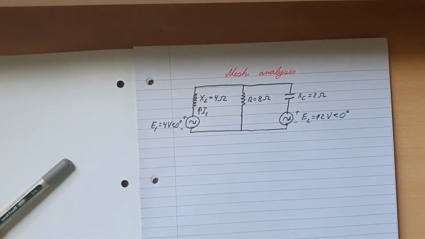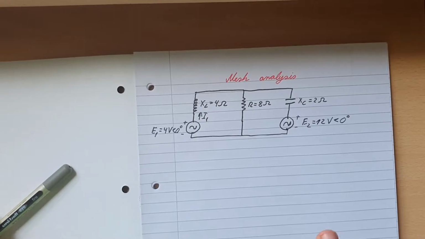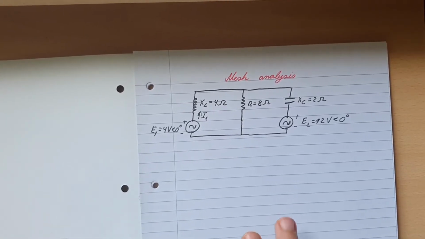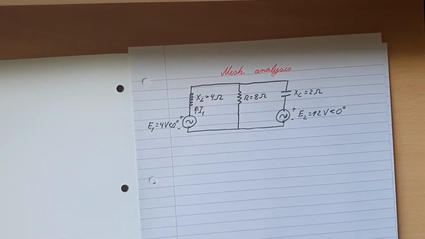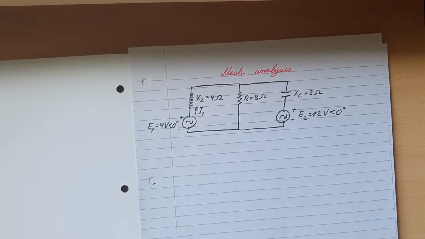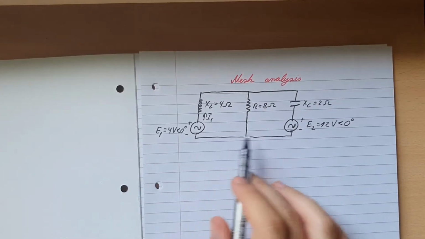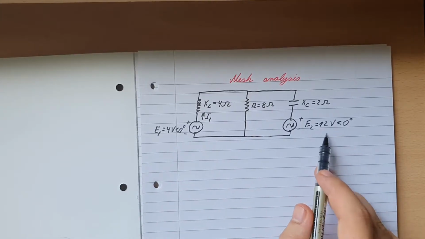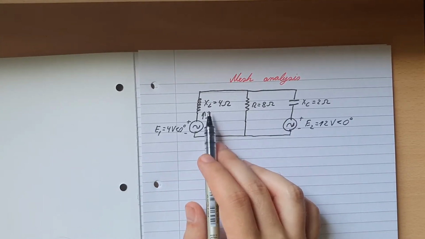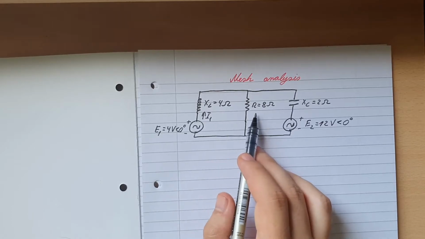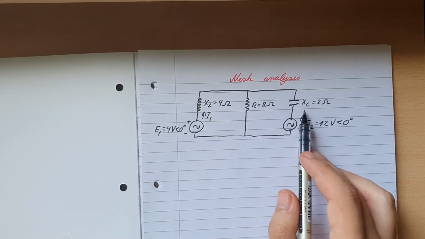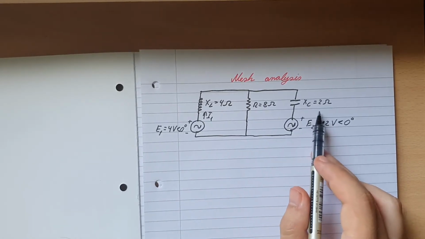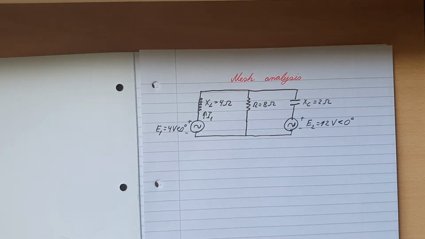Alright, so I'm back. So this will be the first circuit we do with mesh analysis, and I'm sorry to tell you, but this will also be the easiest one that we do. We got 2 voltage sources, 4 at the phase of 0 degrees and 12 at the phase of 0 degrees. And we also got 3 components. We got an inductor with 4 ohms, a resistor with 8 ohms, and a capacitor with 2 ohms.